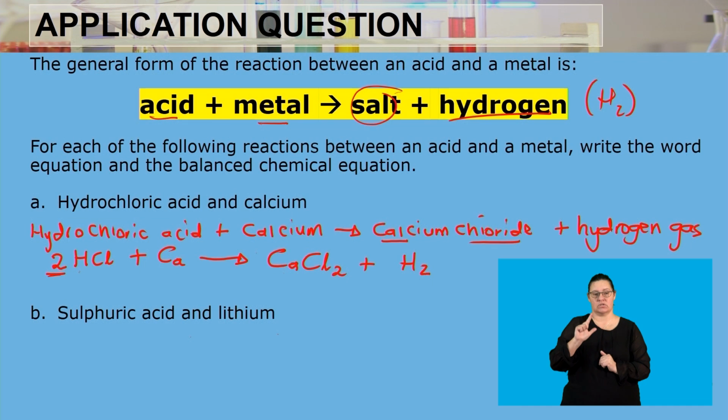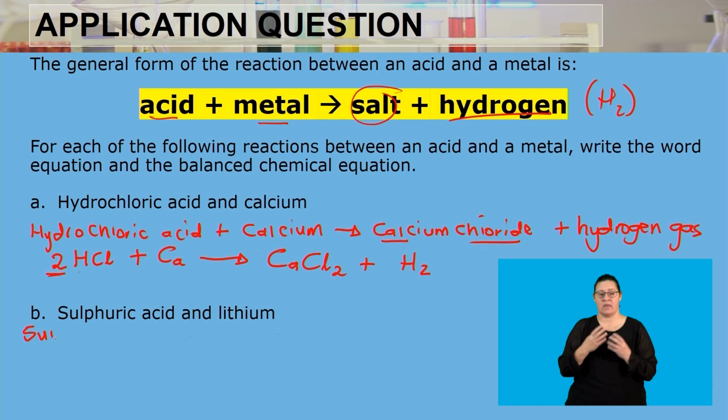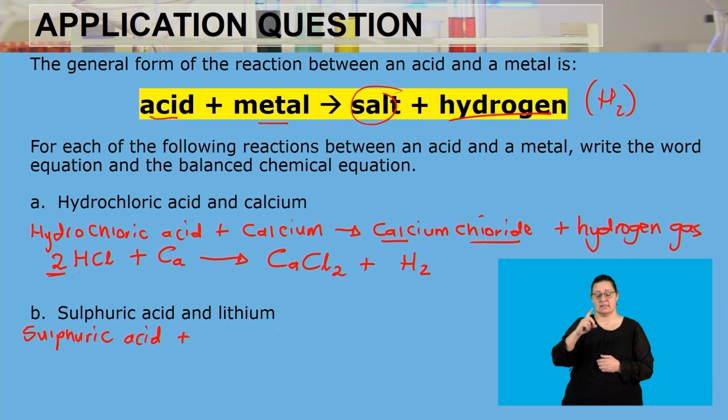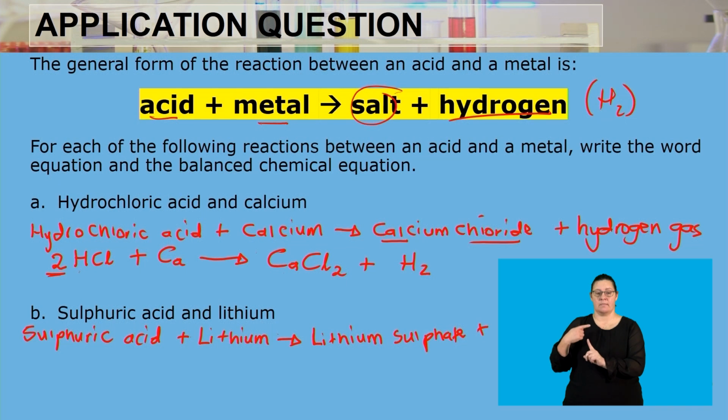Now, sulfuric acid and lithium as the reaction, we need to write the word equation for that. So we have sulfuric acid plus lithium reacting to form lithium sulfate, plus obviously the hydrogen gas that is going to be there as one of the products. So it's going to be hydrogen gas.